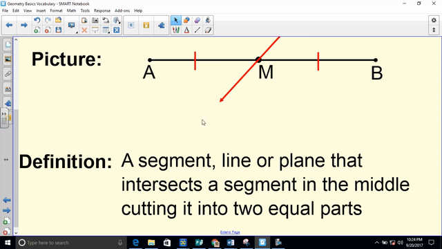And so if a line or a segment or a plane cuts that segment in half, that is called a segment bisector. And then these other red markings here are telling me that segment A to M is equal to the segment from M to B. And this M is the middle, which we'll cover in a couple lessons, and we'll know that that's called the midpoint.